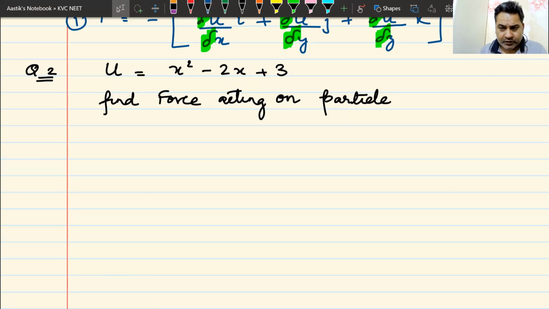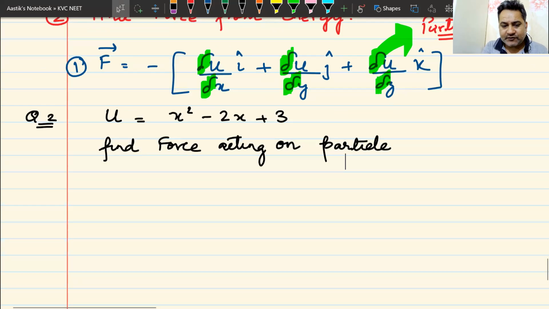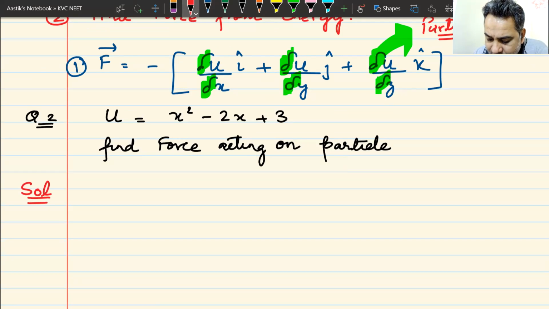Well, I hope you have already solved the problem. How are we supposed to do this? We just have to put the formula. Remember, there is no y and z here, so the force will only be along x. So we'll just find the derivative and we get the answers done. So how do I find the force? It's very simple. I just put the formula.